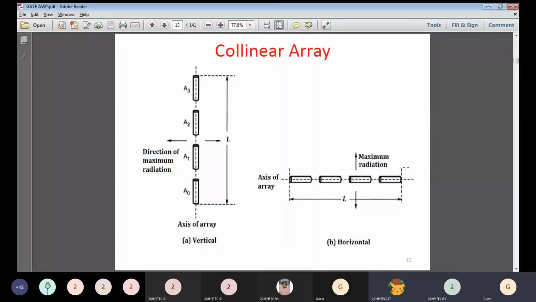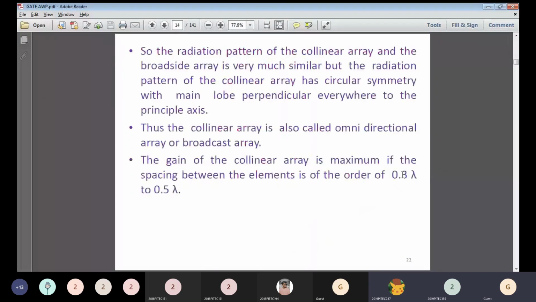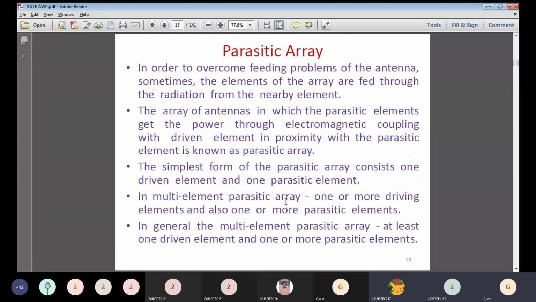The radiation pattern of the collinear array and the broadside array is very similar, but the radiation pattern of the collinear array has circular symmetry with the main lobe perpendicular everywhere to the principal axis. Thus, the collinear array is called an omnidirectional array or broadside array. The gain of the collinear array is maximum if the spacing between the elements is of the order of 0.3 to 0.5 lambda. This point is very important. If the distance between the antennas is between 0.3 and 0.5 lambda, we can get more gain compared with other antennas. And the last one, parasitic antenna.